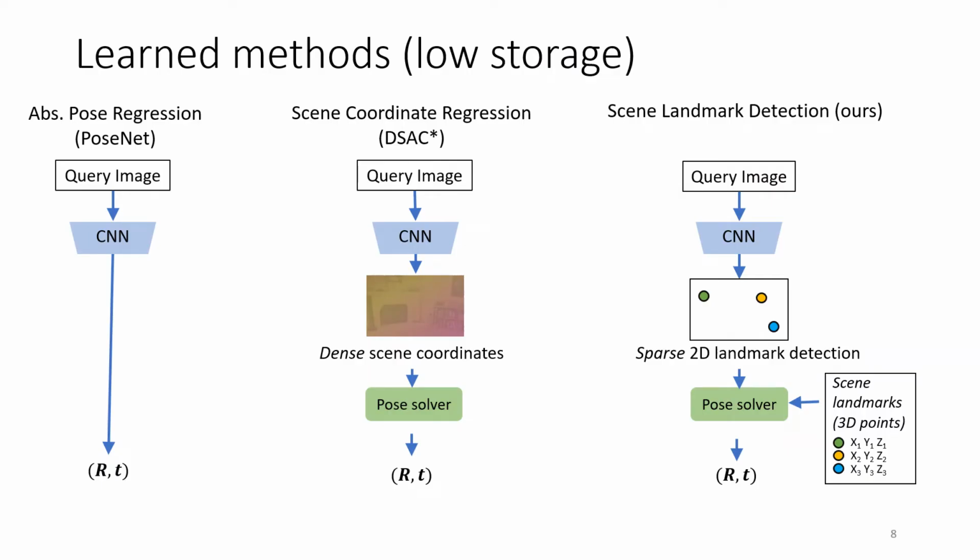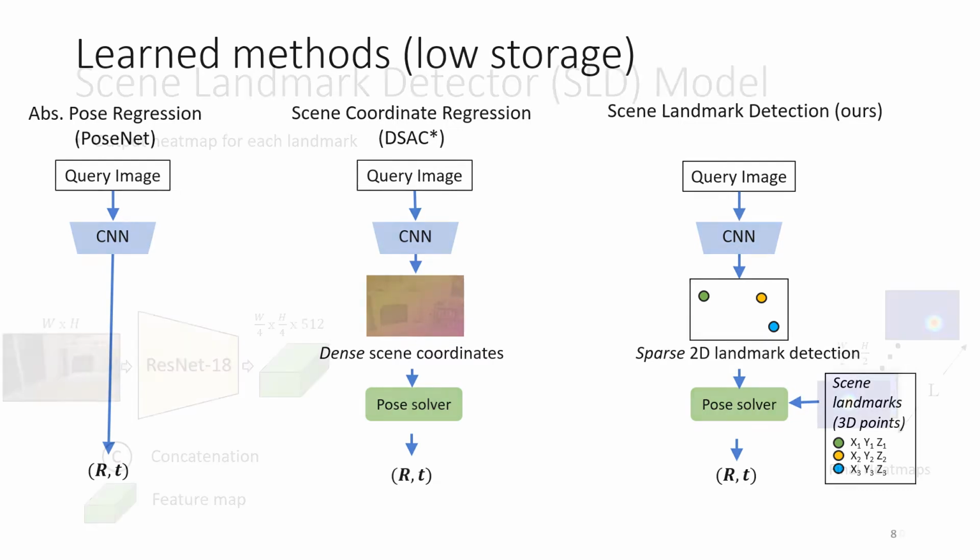Like scene coordinate regression, our scene landmark detection also estimates 2D to 3D correspondences and uses a pose solver to obtain R and T. In contrast to scene coordinate regression, our method learns to predict the 2D location of a predefined scene landmark, while scene coordinate regression learns to predict a 3D quantity such as scene coordinates. We argue that our representation is more suitable for camera localization.